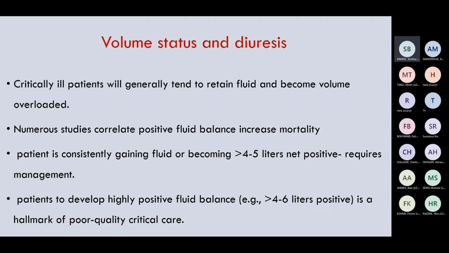In ICU patients, we have to consider the volume status of the patient. Usually, critically ill patients develop retained fluid and become fluid overloaded. Numerous studies correlate a positive fluid balance with increased mortality. If the patient is gaining more than 4 to 5 liters net positive, the patient will require fluid restriction and dialysis. A highly positive fluid balance of 4 to 6 liters is a hallmark of poor quality critical care.